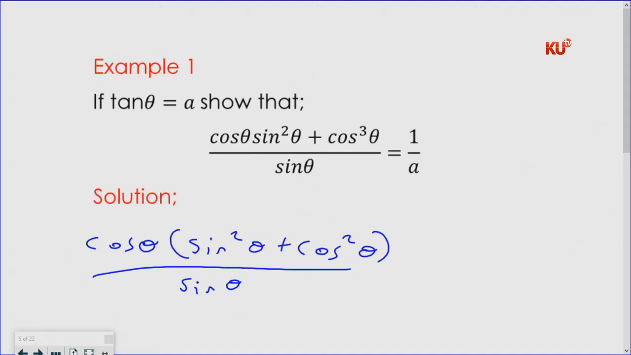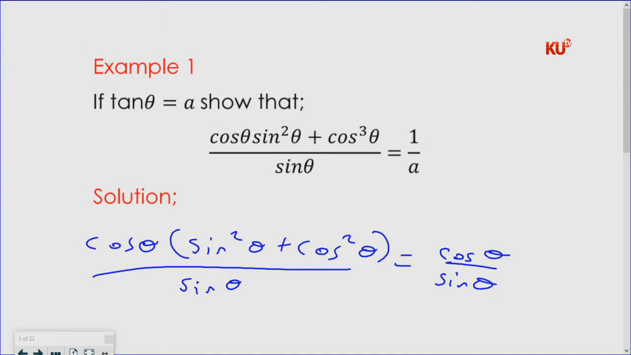So you can just focus on what is on the left-hand side as you prove that if we work this out, we shall end up having 1 over A. Let's go back to our first identity, sine squared theta plus cos squared theta. We said this is the same as 1. Very good, learner. So if I replace sine squared theta plus cos squared theta with 1, I'll end up having cos theta times 1, which is just cos theta over sine theta.